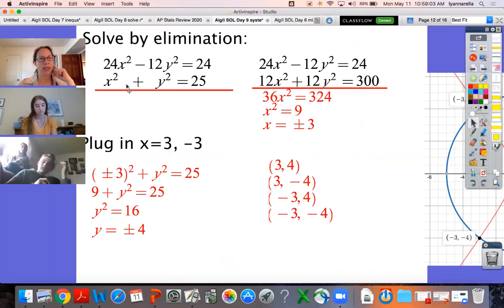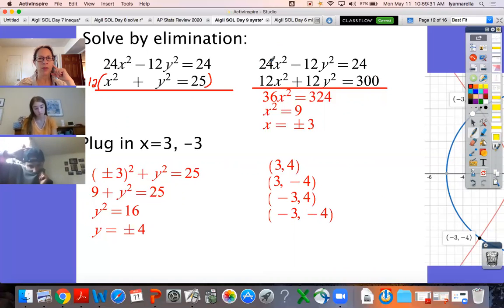Again, solve by elimination. So notice that I lined up the x squareds, the y squareds, and the numbers, but nothing cancels. They're all different magnitudes. So I said, okay, let's take this bottom equation and multiply it by 12. I didn't show that very well, but if I multiply it by 12, that's 12 times x squared, 12x squared. 12 times y squared is 12y squared, and 12 times 25 is 300.